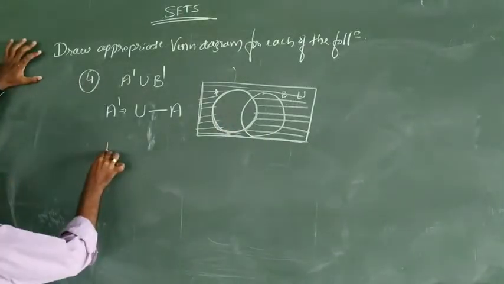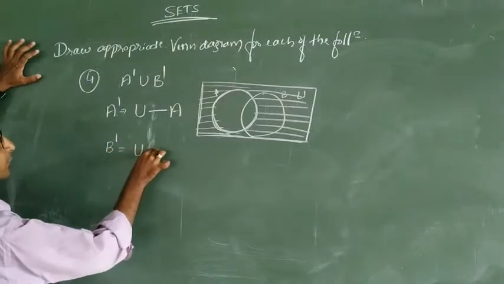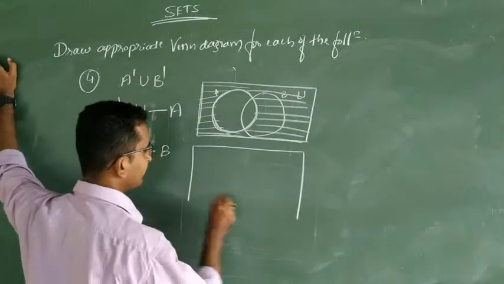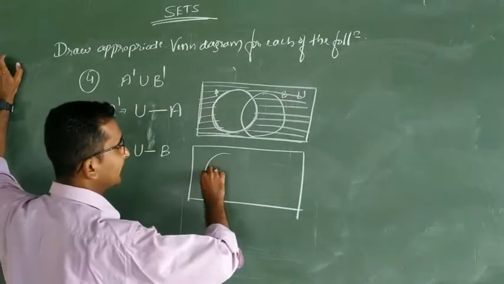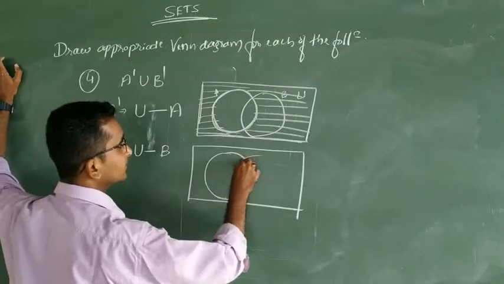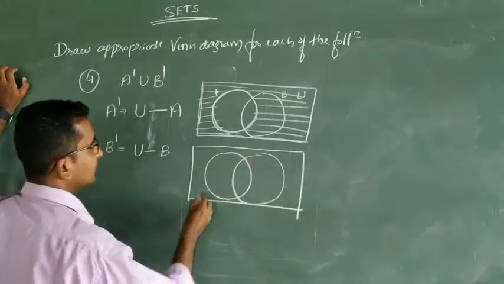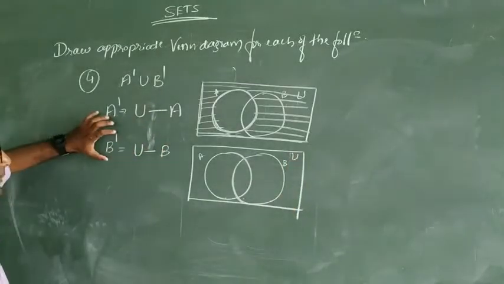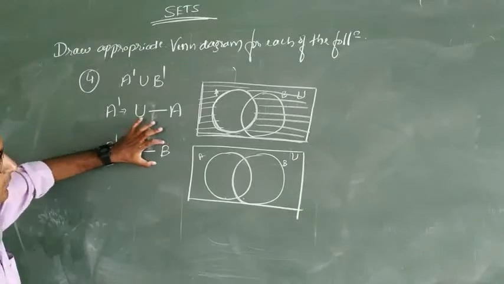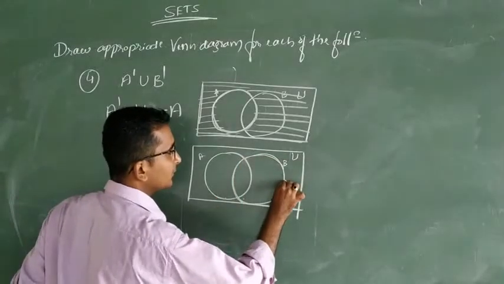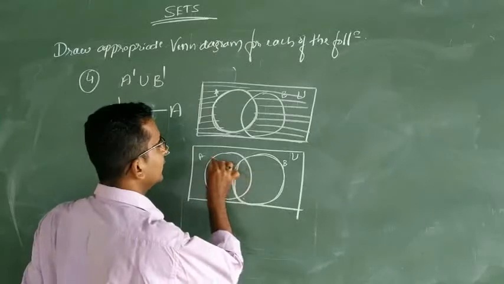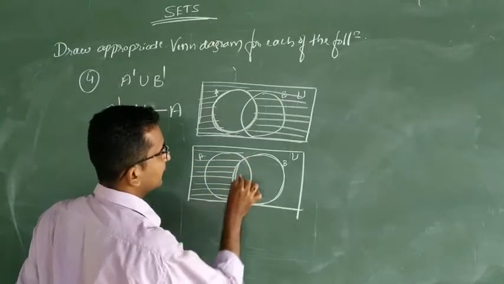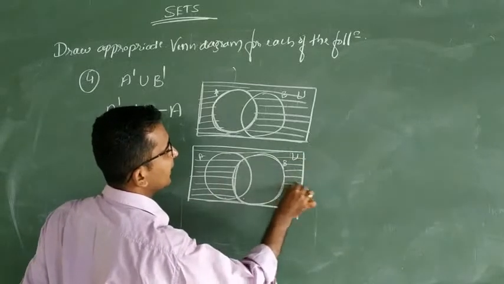So next is B dash, that is nothing but U minus B. That is the elements which are present in U but not in B. This is A, this is B, this is universal. The elements which are present in U but not in B. So leaving this B region, you should fill up the remaining region. That is nothing but B dash.